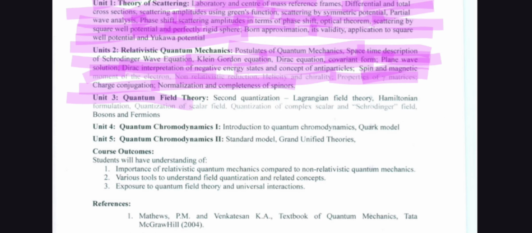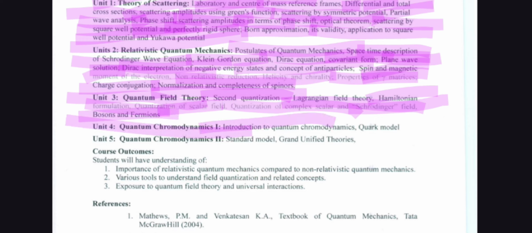And unit 3 is quantum field theory: second quantization, Lagrangian field theory, Hamiltonian formulation, quantization of a scalar field, quantization of complex scalar and scalar Schrodinger field, bosons and fermions. Unit 4, quantum chromodynamics 1: introduction of quantum chromodynamics, quark models. Unit 5, quantum chromodynamics 2: standard model, grand unified theories.